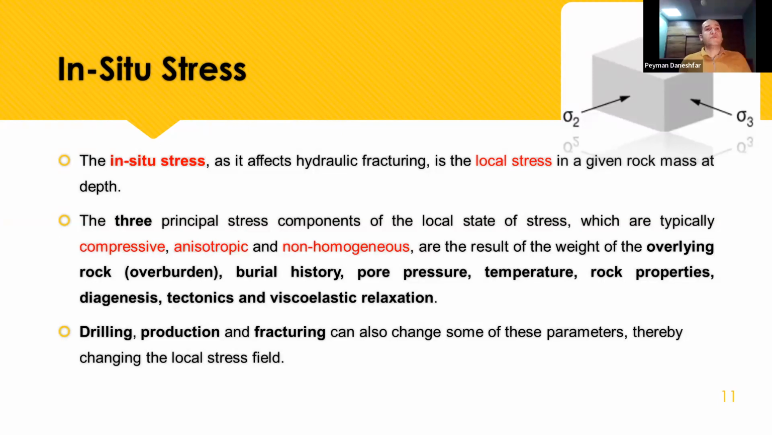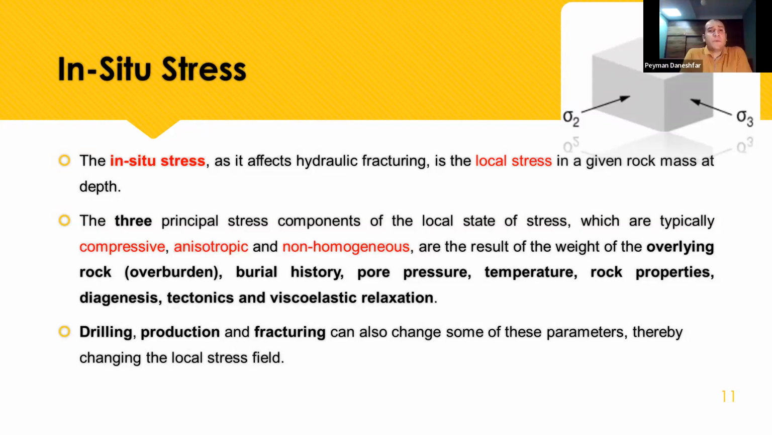Now, what are the in-situ stresses? The in-situ stresses act on the rock mass at depth. We have three: one vertical or overburden, and two horizontal. They are characterized as compressive, anisotropic, and non-homogeneous, which is how we can express the stresses.